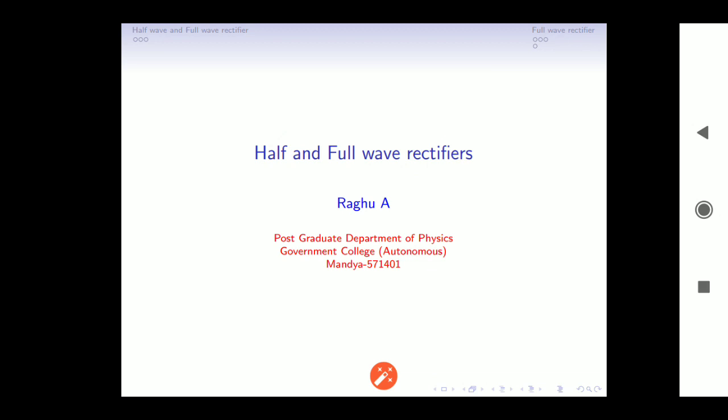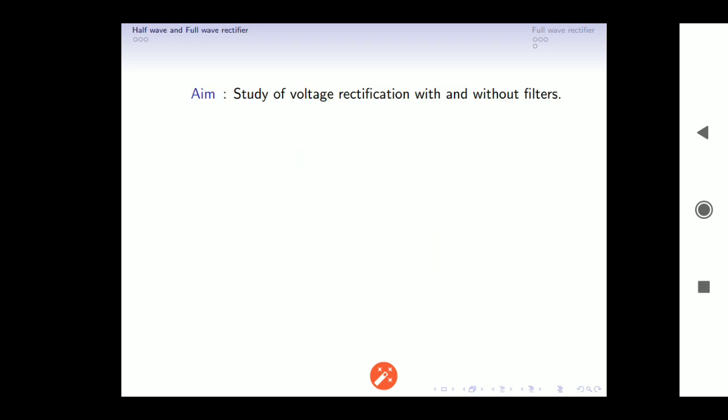Good morning. This is another experiment using an XSpice kit in the interfacing lab. We are going to study the working and responses of half-wave and full-wave rectifiers. What is a rectifier? In simple terms, a rectifier is a circuit or device which converts an alternating current into a direct current. We are going to study both half-wave as well as full-wave rectifiers. So basically, it's a study of rectification with and without filters in this interfacing lab.